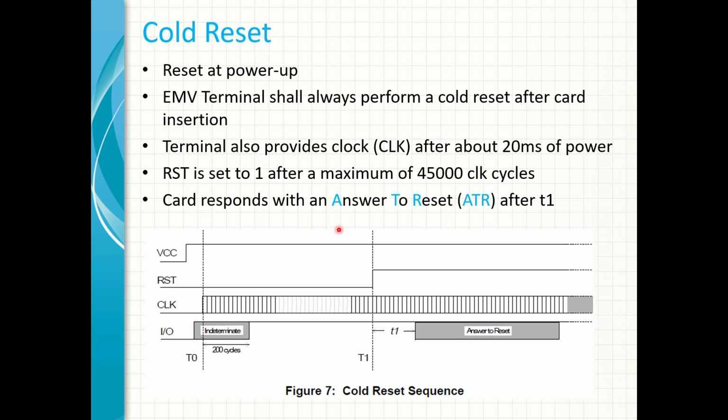Cold reset occurs at power up. A terminal is expected by the specification to perform a cold reset when a card is inserted during a session. The terminal is also expected to provide power to the EMV card at first, and then a stable clock signal with frequency between 1 to 5 MHz will be applied after maximum 20 milliseconds. The reset signal, which per default is low, will be set latest after 45,000 clock cycles to high. The EMV card will reply with an ATR.